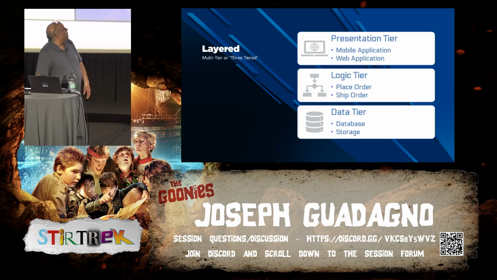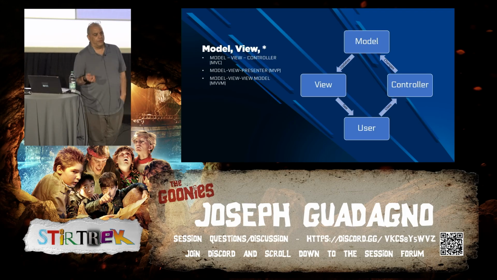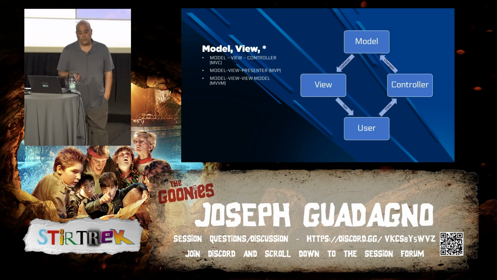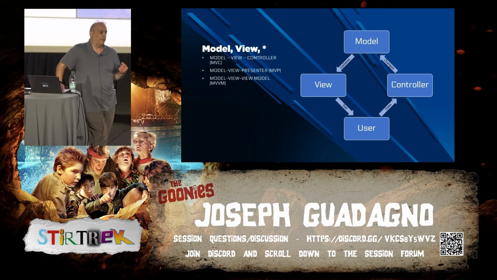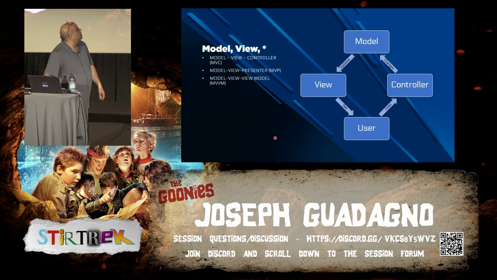The next pattern, oh look, our grid is back. The next pattern is MV star. It's hard to see that, but if you're in the .NET world, think of this as the model view controller. In some places they do the model view presenter. In some it's model view view model, or MVVM. The general premise behind this is your application is controlled by different pieces.